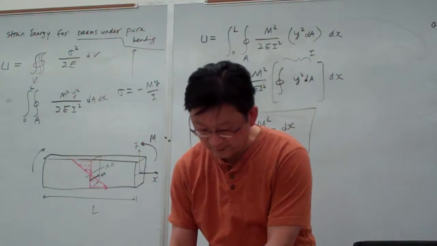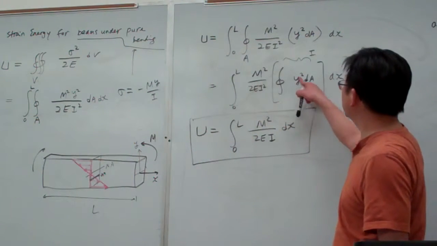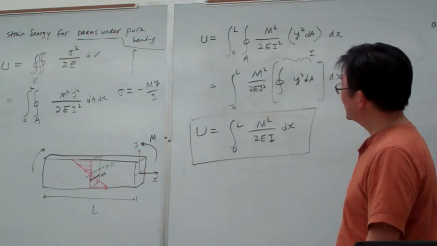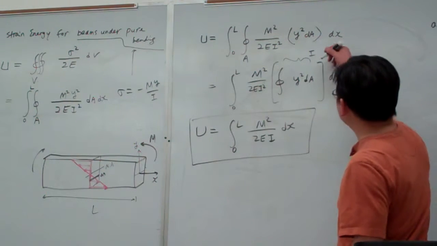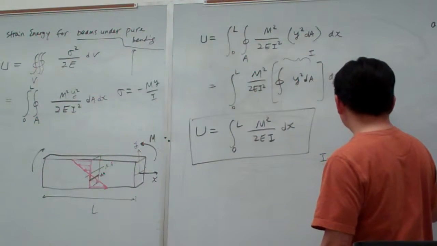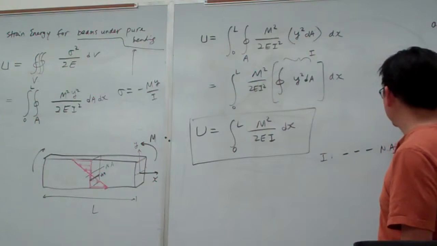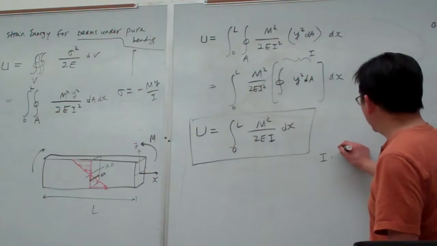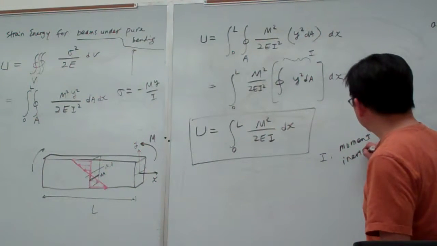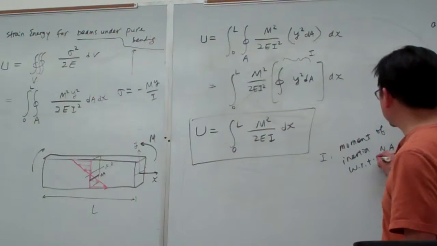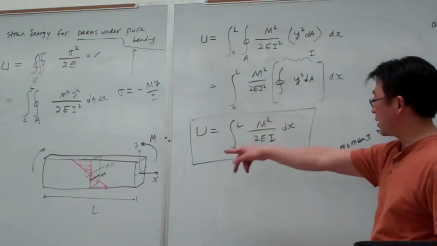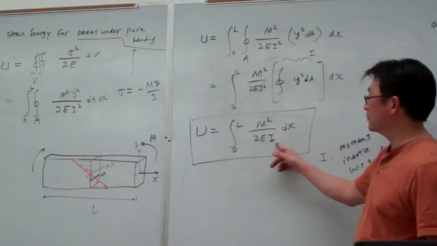Wait, how does that equal I again? Yeah, this one equals I. That's just the definition. Yes, this is I, and here again, I is the moment of inertia with respect to the neutral axis. This is important: it's not with respect to anywhere, but to this one. So under this case, per our coordinate system, that equals I here.